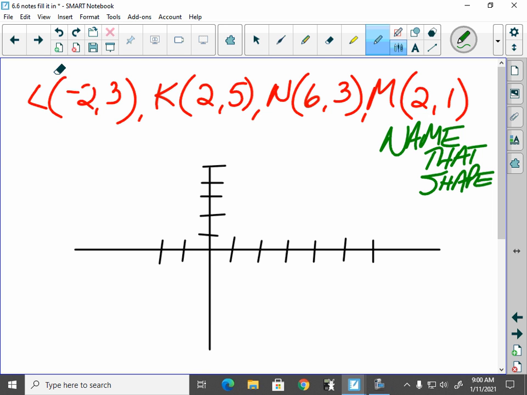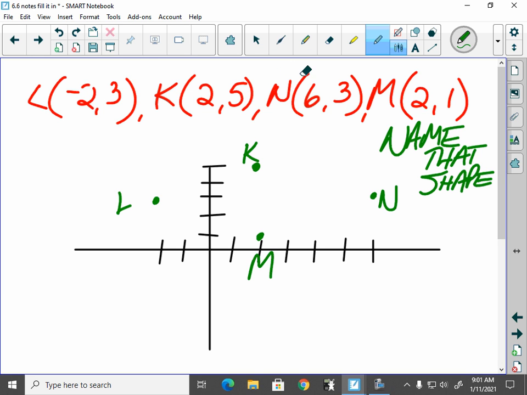Okay, here we go. One example and then one chart. Hopefully, oh, wait, 2 charts. We can totally do this. The charts go by fast, trust me. All right, 2 to the left, 3 up. I'm going to call that L. 2 to the right, 5 up. I'm going to call that K. 6 to the right, 3 up. That's N. And then M is 2 to the right, 1 up. I'm going to call that M.